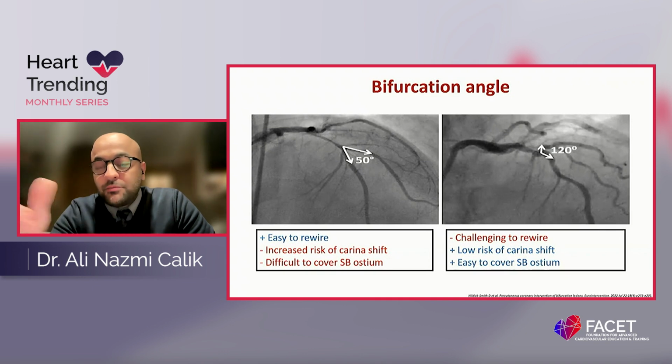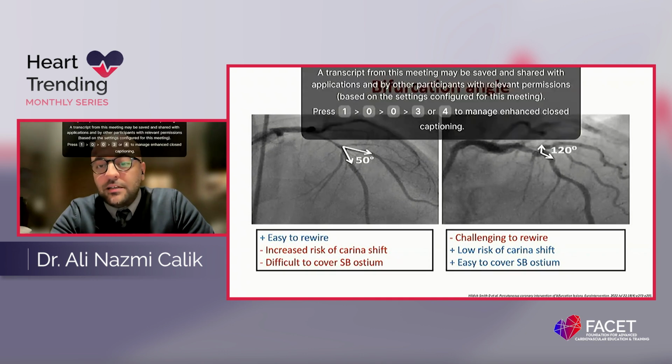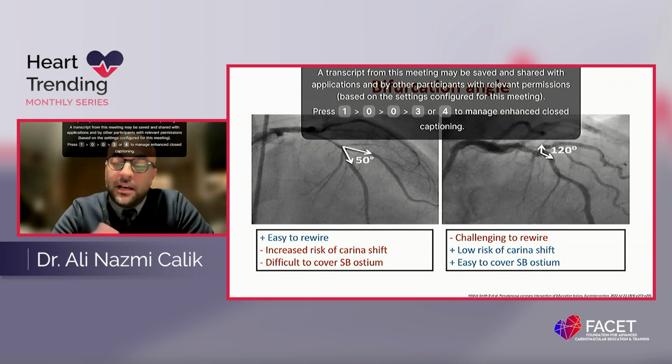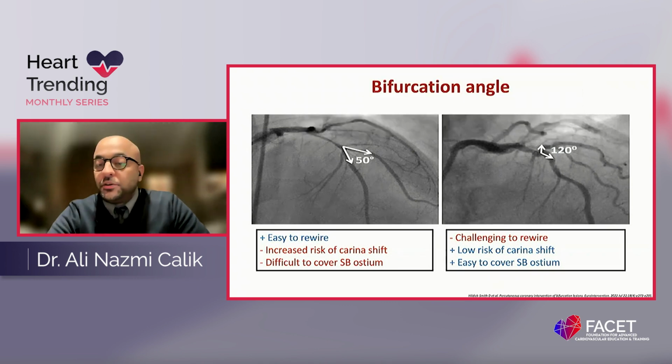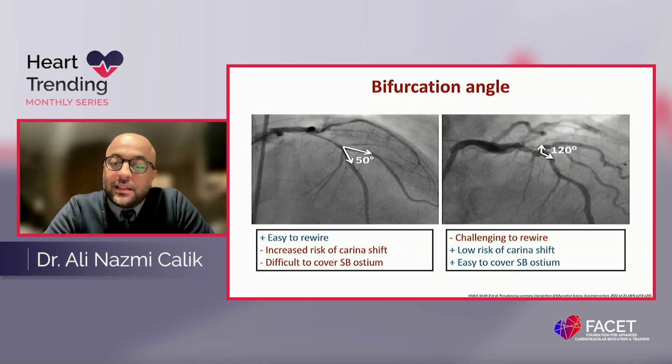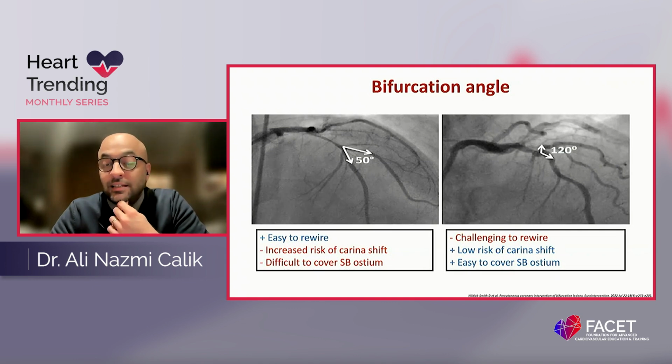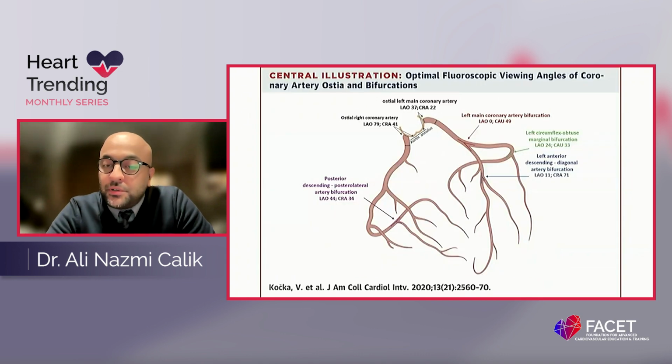Conversely, when it comes to wide bifurcation angles, it is really challenging to rewire or wire these side branches with wide angles. But of course, as you can appreciate, there's a low risk of carina shift, and it is really easy to cover the side branch ostium with the second or with the first stent. This is a really important picture that I took from the JACC Interventions.